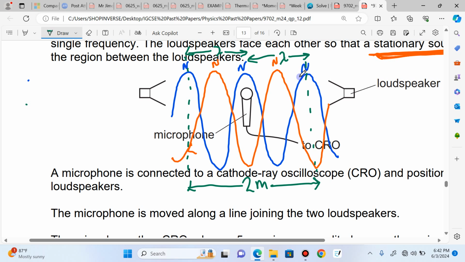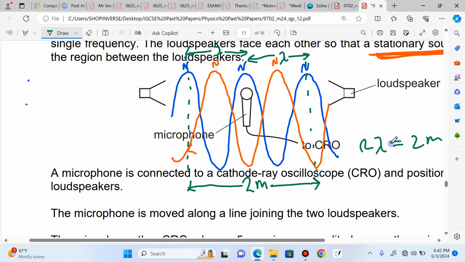You were told that 5 maxima were set up. So I'm focusing on the 5 maxima, and the distance between those 5 maxima is 2 meters. How do I get the wavelength? One node to the other node is one wavelength. This node to the other node is one wavelength. So I have 2 wavelengths, 2 lambda. So 2 wavelengths covers a distance of 2 meters.